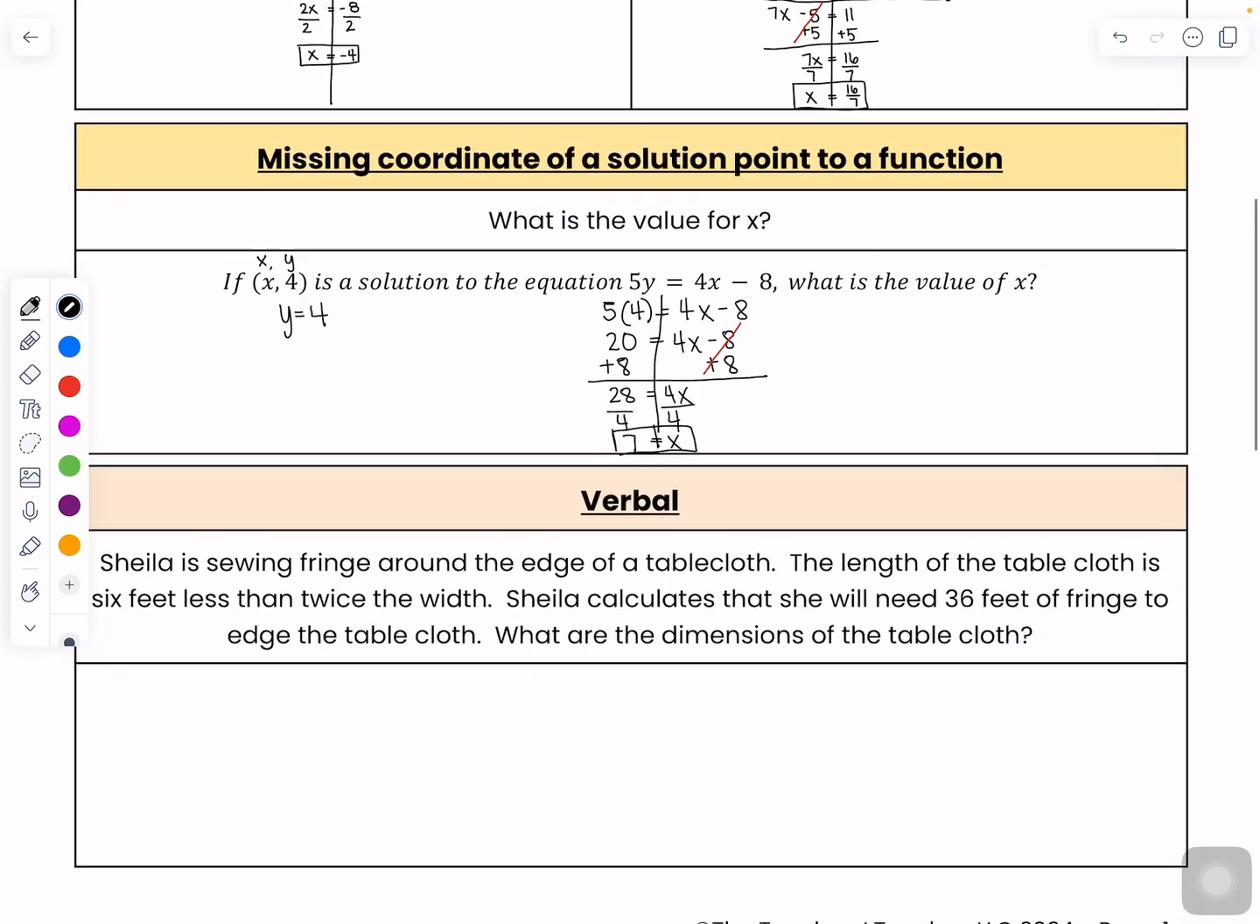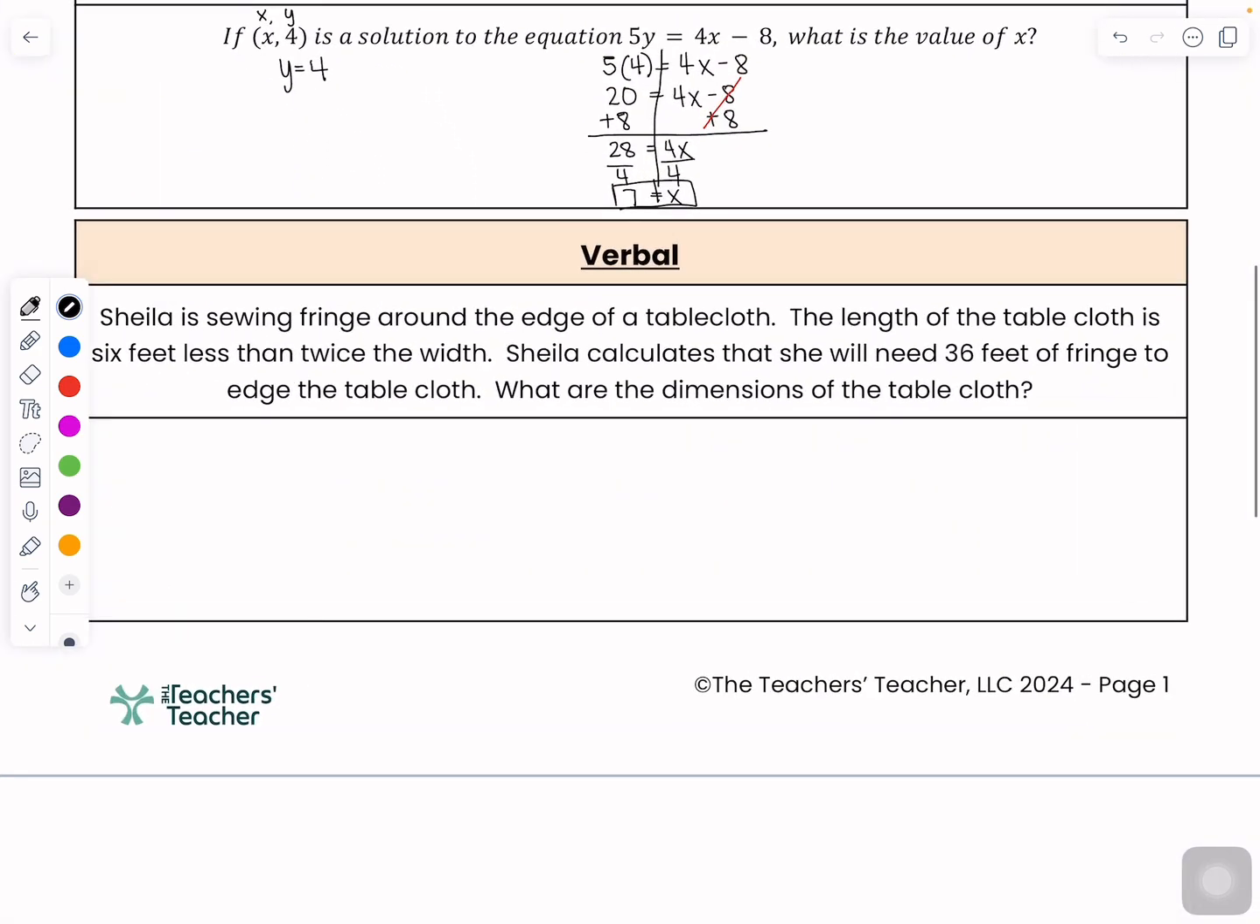Let's take a look at our last example. Verbal. Sheila is sewing fringe around the edge of a tablecloth. The length of the tablecloth is 6 feet less than twice the width. Sheila calculates that she will need 36 feet of fringe. What are the dimensions of the tablecloth?